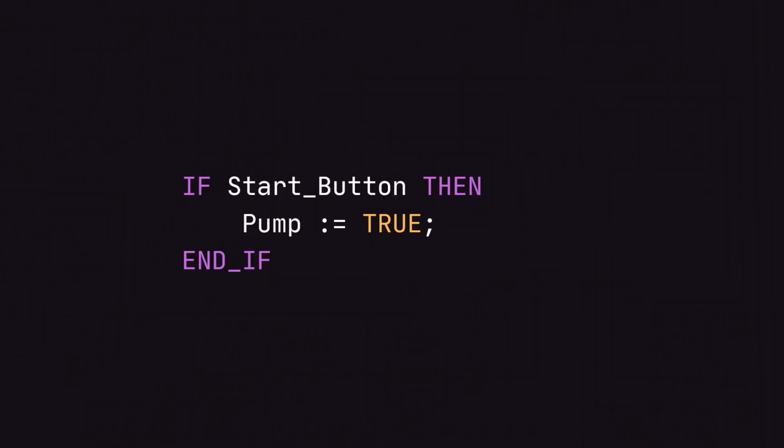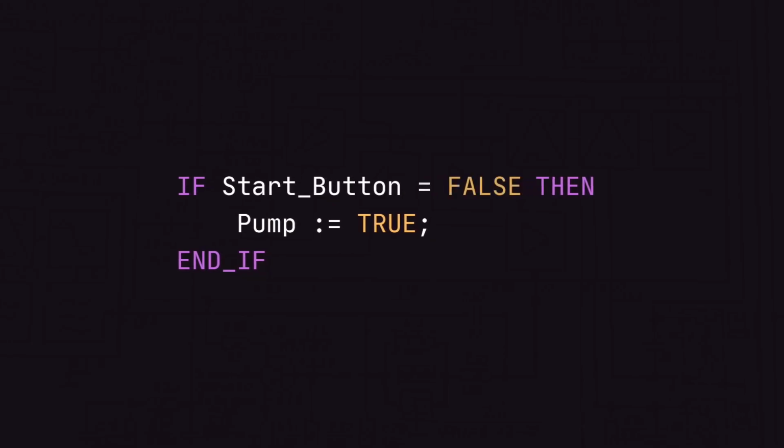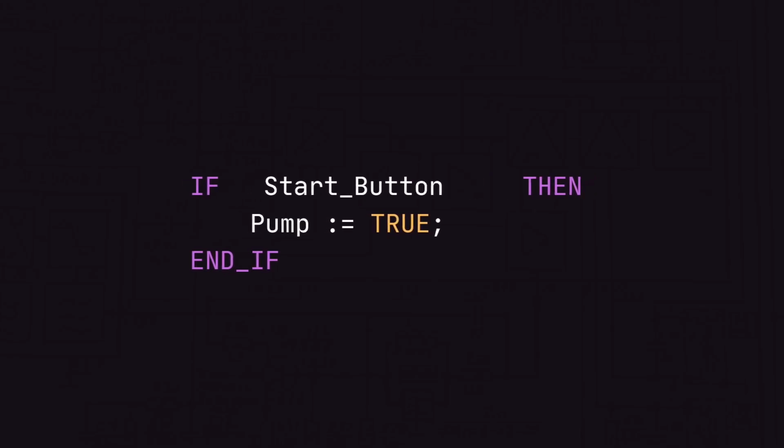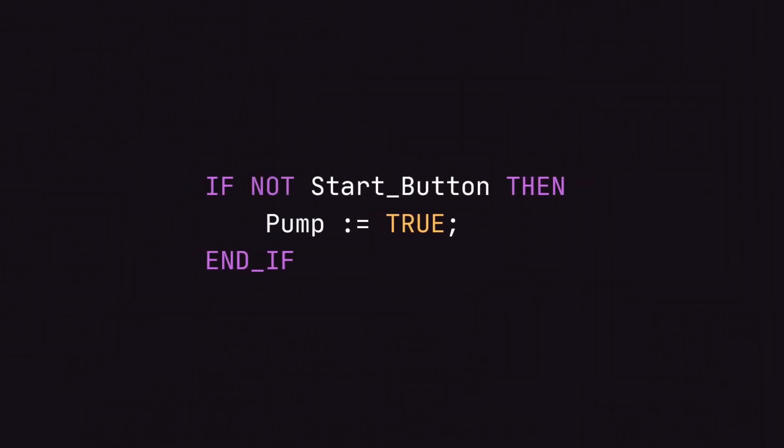But what if we want the condition to check if start button is not pressed, meaning it's false? Then we can write it as if not start button, and not is another logical gate which basically reverses the value. Meaning the condition will be true if start button is not true. It sounds more confusing than it is, but I think you understand.